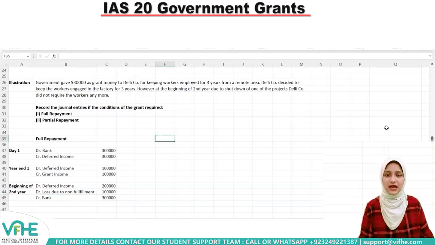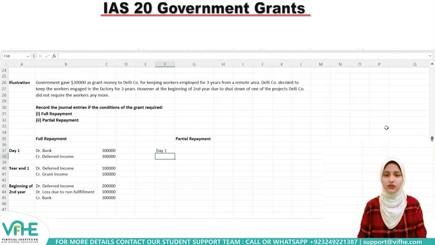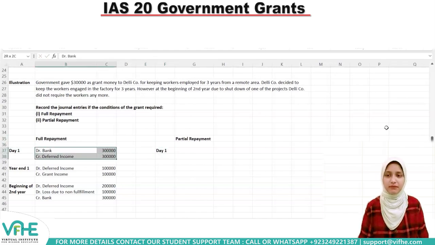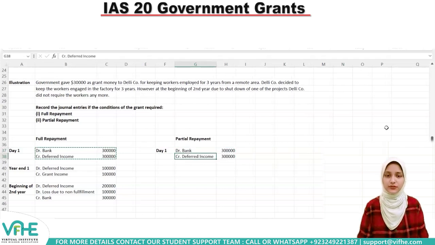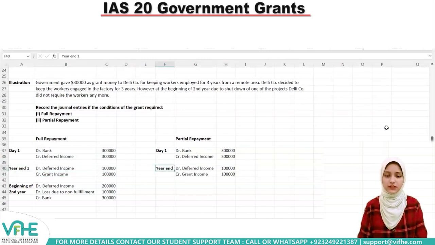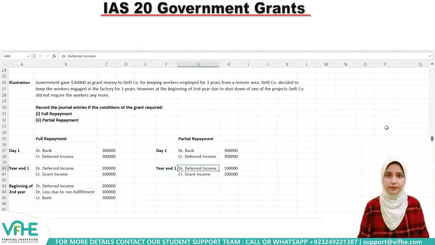Now let's see how the sum would look if partial repayment was expected, which is the second case, by the way. So guys, nothing would change on your day one, because on day one it's still bank getting hit by 300,000 and it's still a deferred income of 300,000. You don't deserve it yet. Even at year end one, nothing changes. Because of course, year end one means you've kept them engaged for 1 year, so you deserve that income of 100,000. Record that and reverse your liability by 100,000.